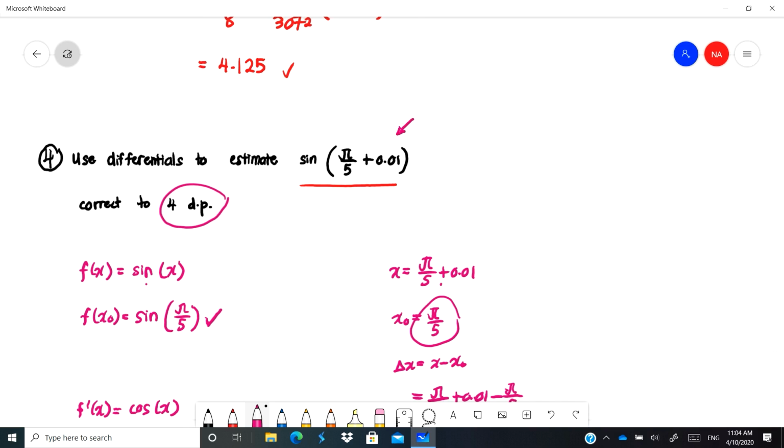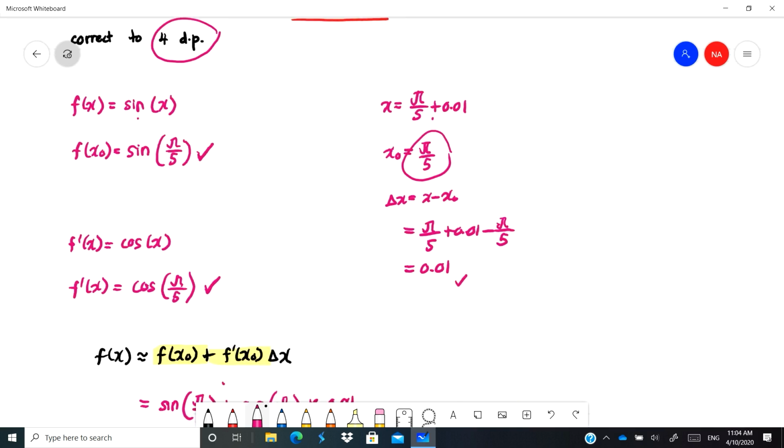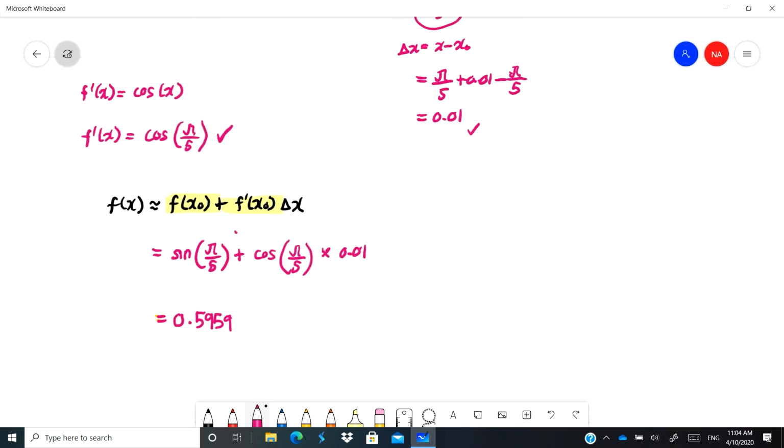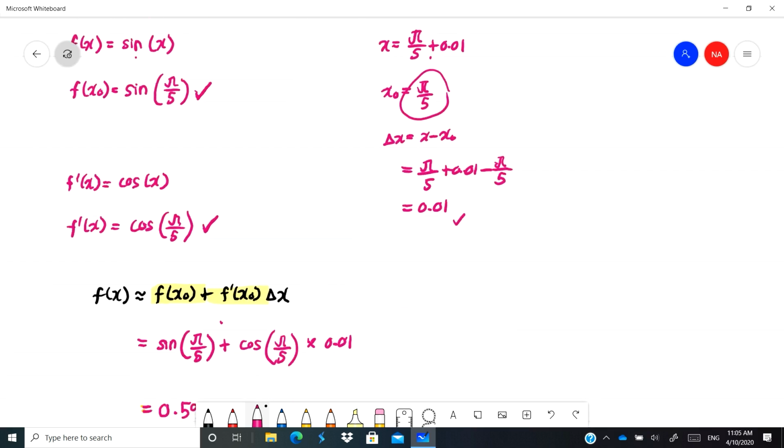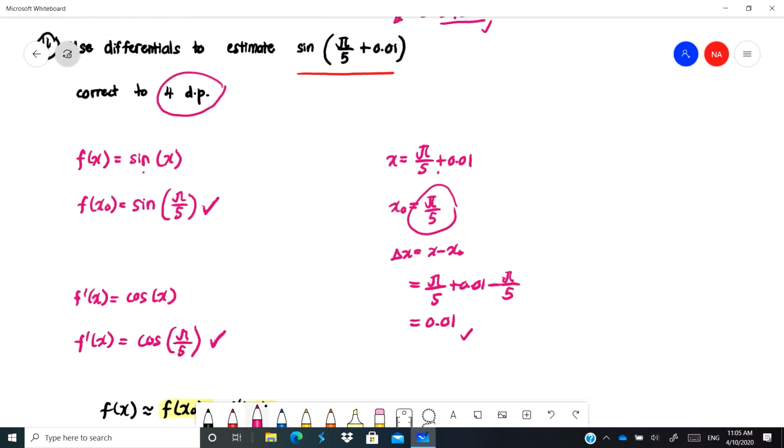If you're not sure whether your answer is correct, try using the calculator directly: sine of bracket pi over 5 plus 0.01. We'll get 0.595846, something like this. If we convert it into 4 decimal places, we get 0.5958, but our approximation gave 0.5959. So it is close, but not exactly the same. That is what approximation is.